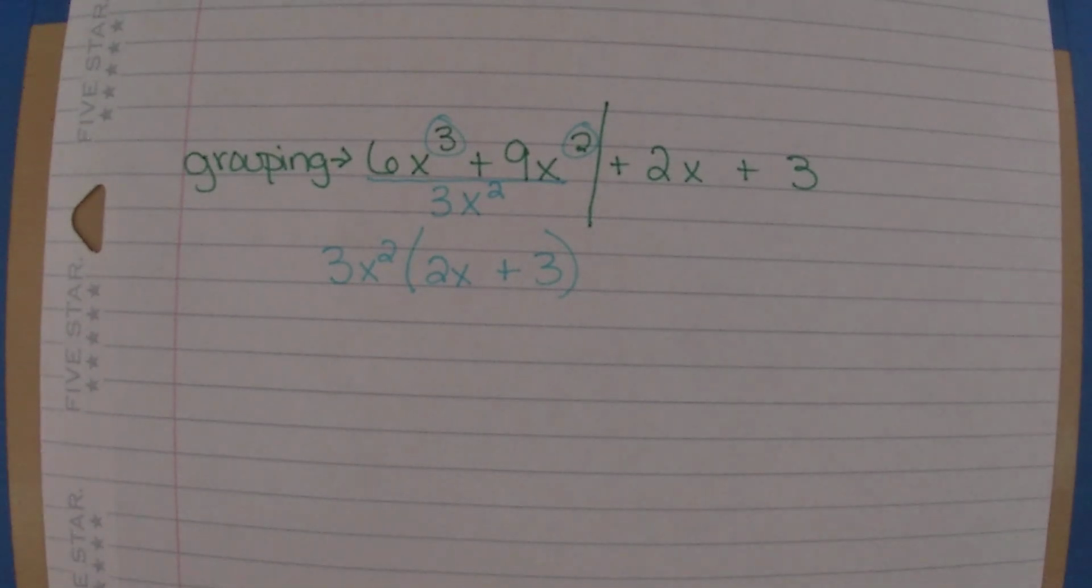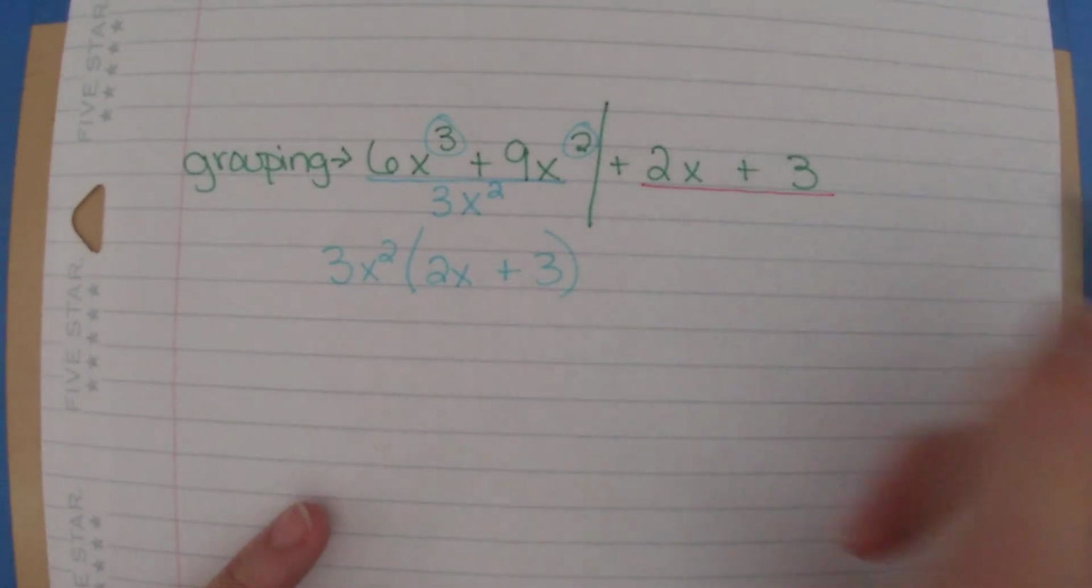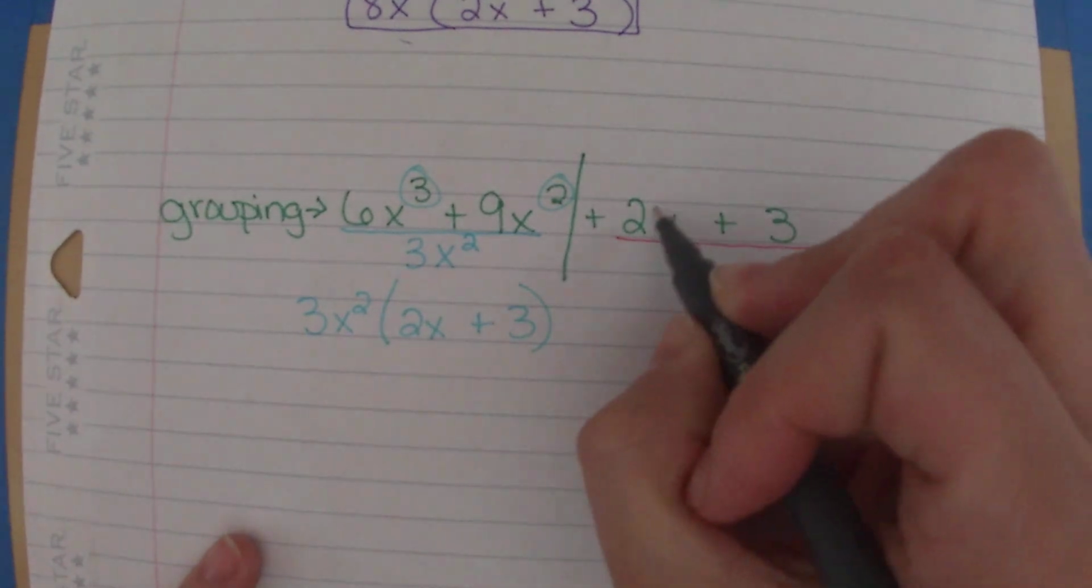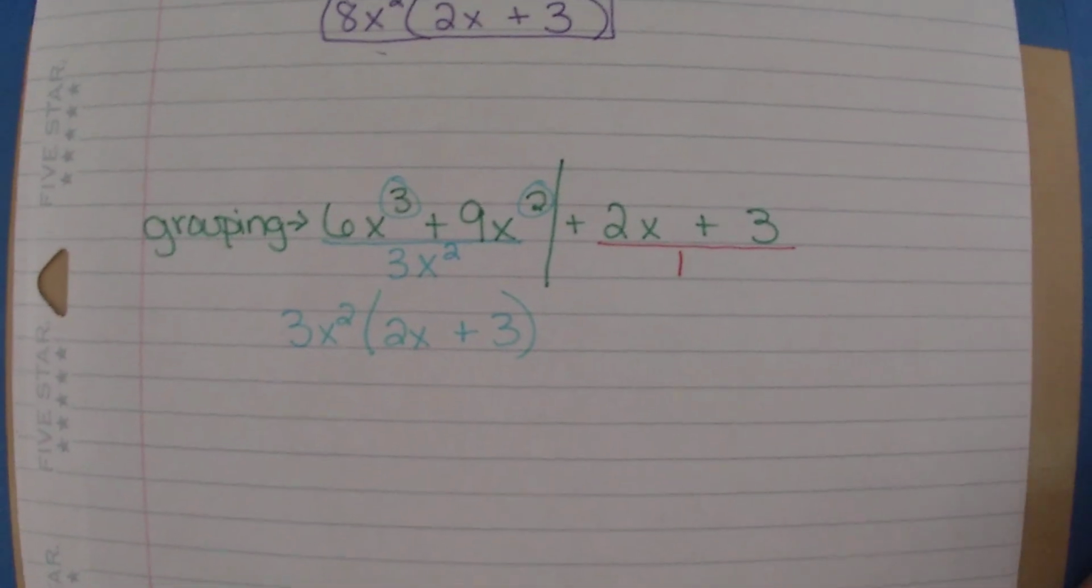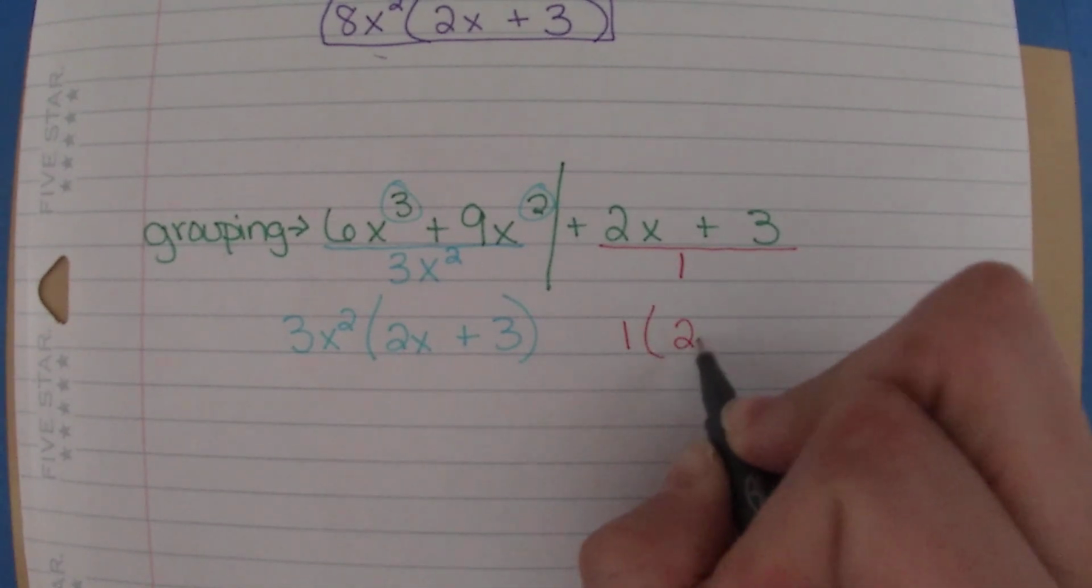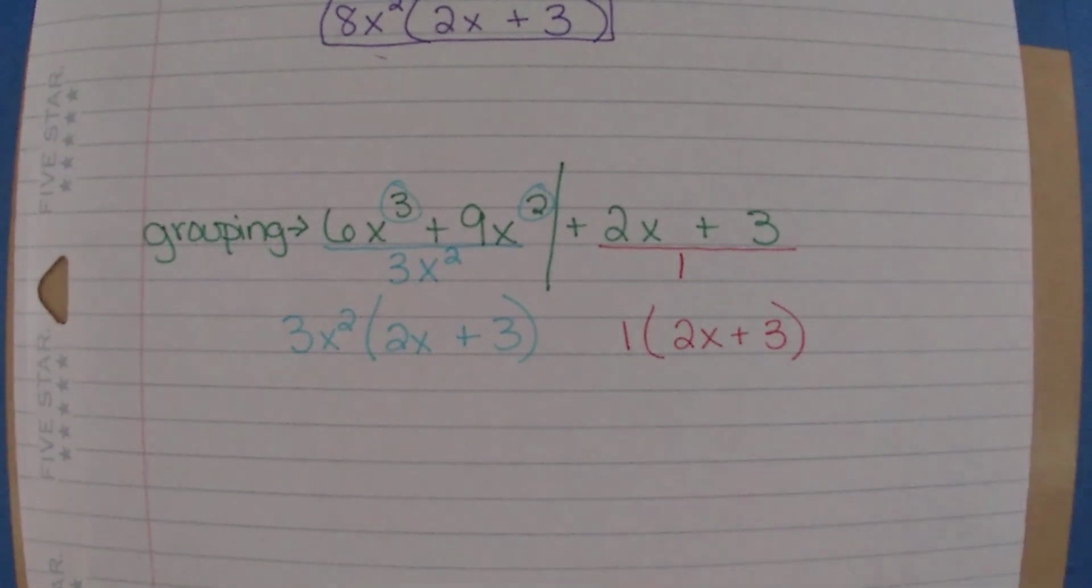So now I'm going to look at the other side, and I'm going to do the same thing. So what goes into 2, that will also go into 3. And remember, there is always technically an answer, right? We can pick a 1. They don't both have the variable, so I can't pull out an x at all. Okay, so this just leaves me with a 1 times a 2x plus 3.